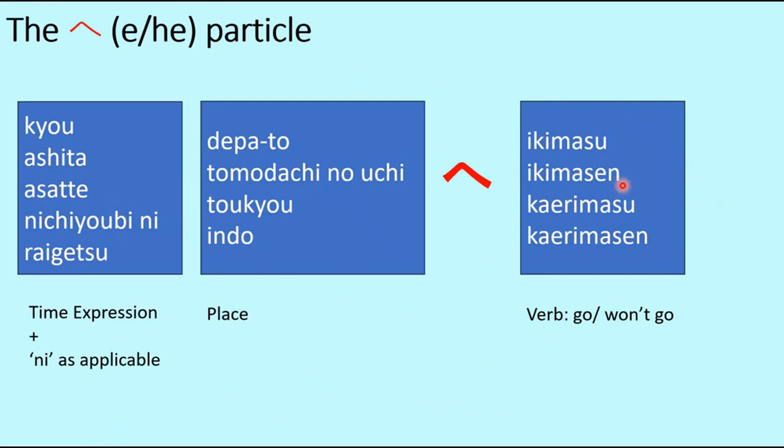Ikimasen, it is the negative one. So asatte, day after tomorrow. Watashi wa, I, tomodachi no uchi, friend's house, e ikimasen, won't go. Asatte tomodachi no uchi e ikimasen. I won't go to my friend's house day after tomorrow.